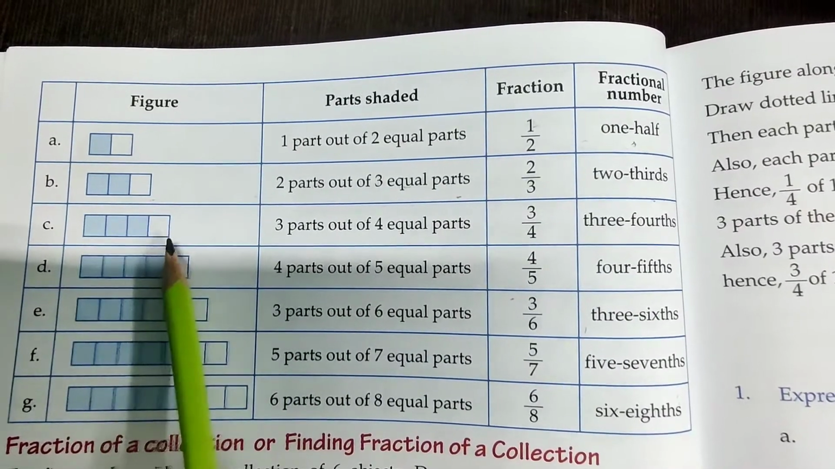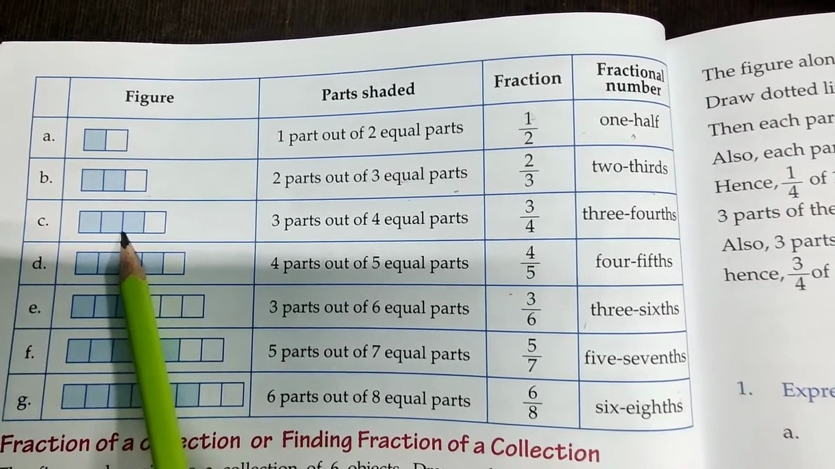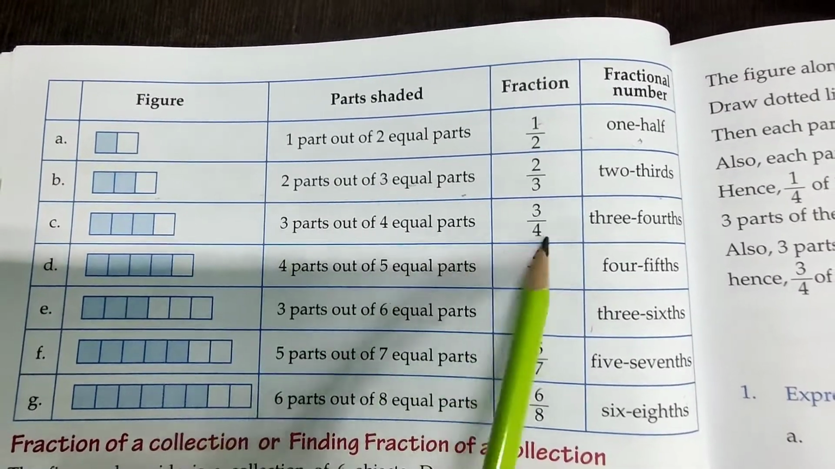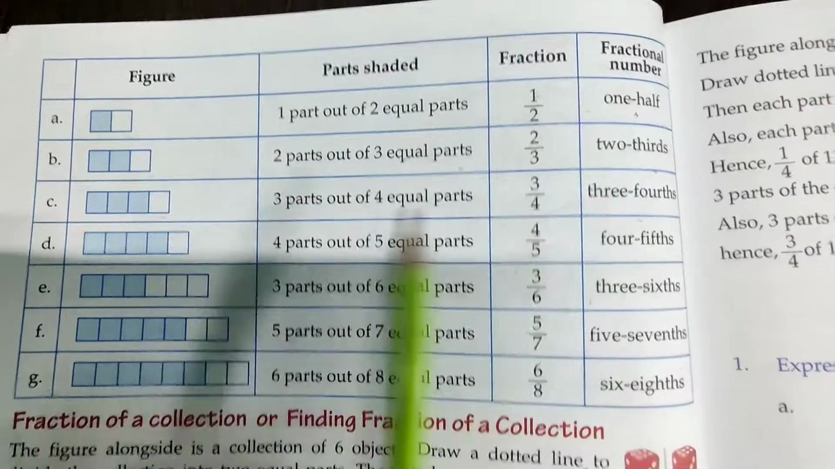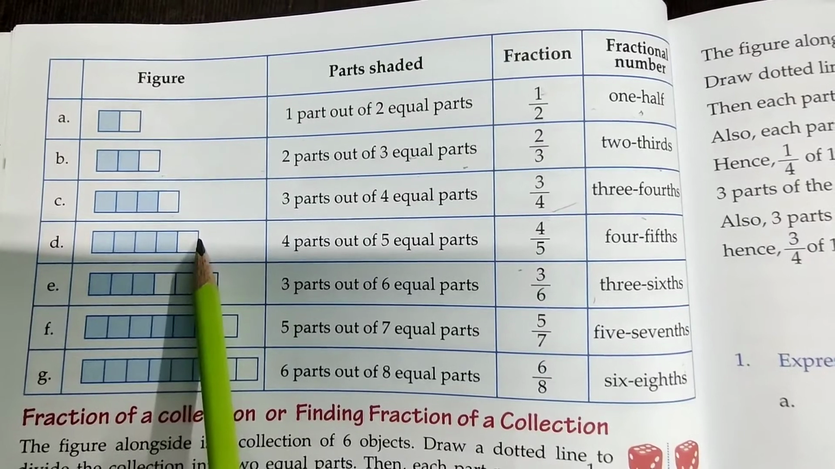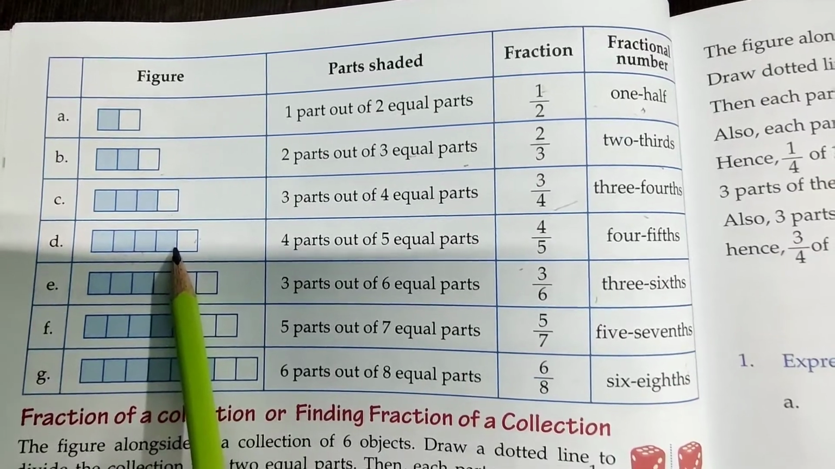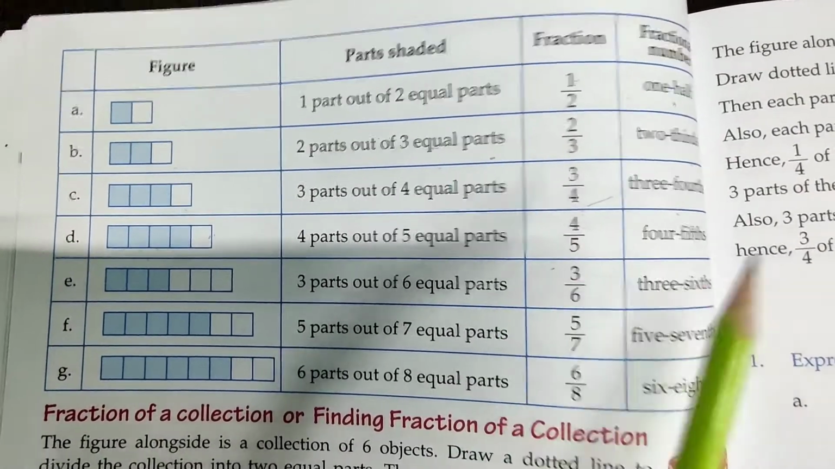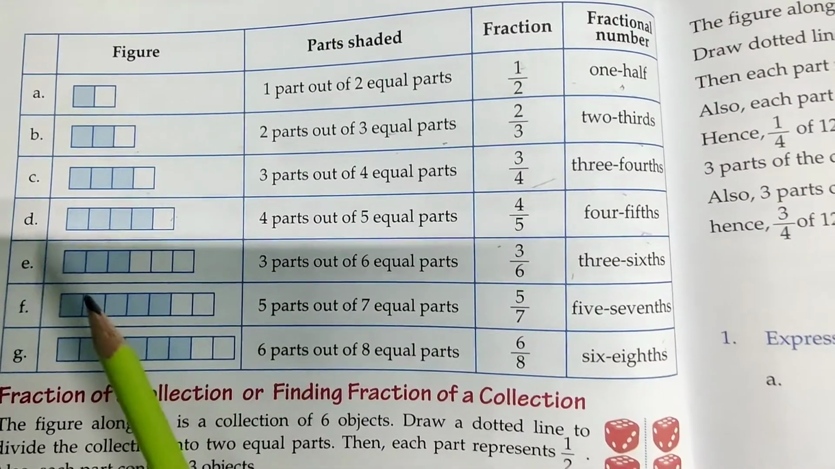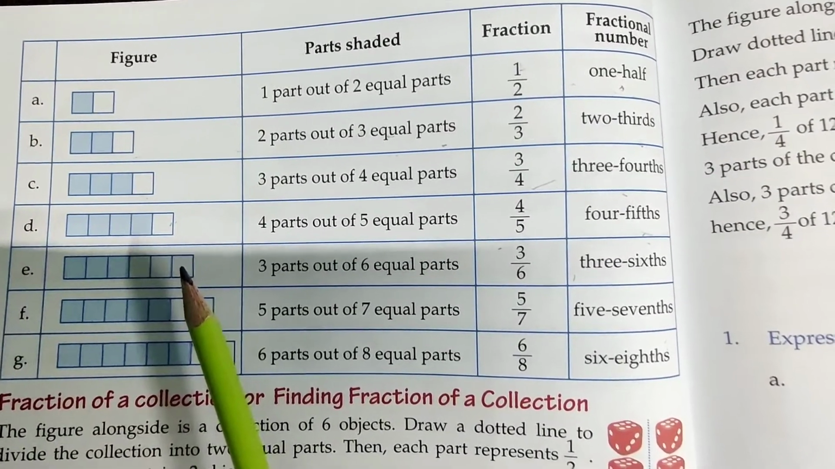Then the total number of boxes is 4. 3 out of 4, 3 parts out of 4 equal parts are shaded. 3 upon 4 is written, 3 fourths. Then part D, 1, 2, 3, 4 and 5. The total number of boxes is 5. 4 parts are shaded out of 5 equal parts. Then 4 upon 5, 4 fifths, is written in words. Now part E. In part E, the total number of boxes is 1, 2, 3, 4, 5 and 6. 6 are total boxes and 3 are shaded.